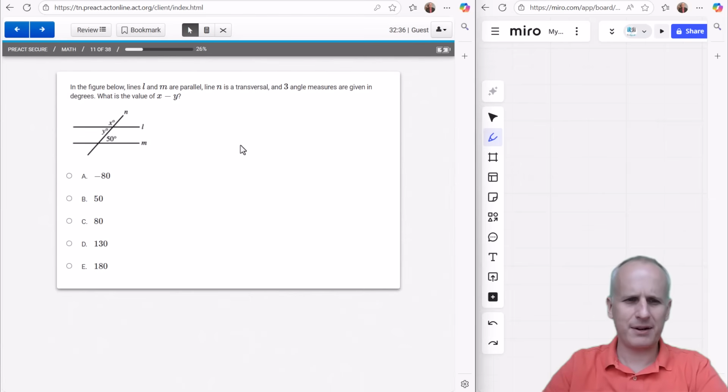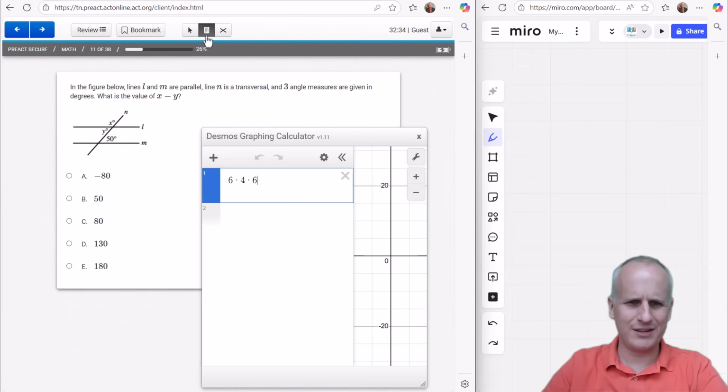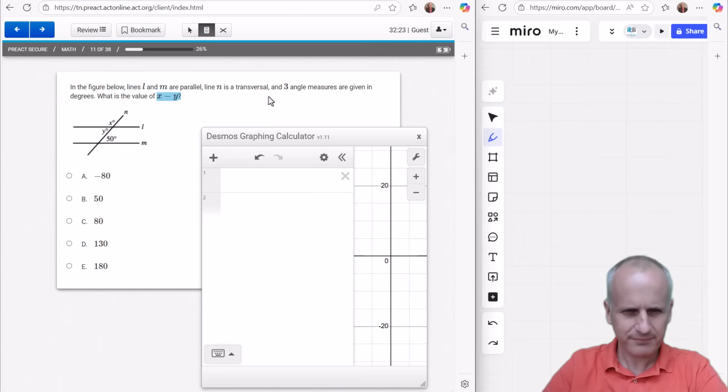Then the next problem, we've got another one where we can use our graphing calculator to avoid having to write things out manually. As always, we skip to the end. We're being asked for the value of x minus y here. And so in the figure below, lines M and L are parallel, line N is a transversal, and 3 angle measures are given in degrees.